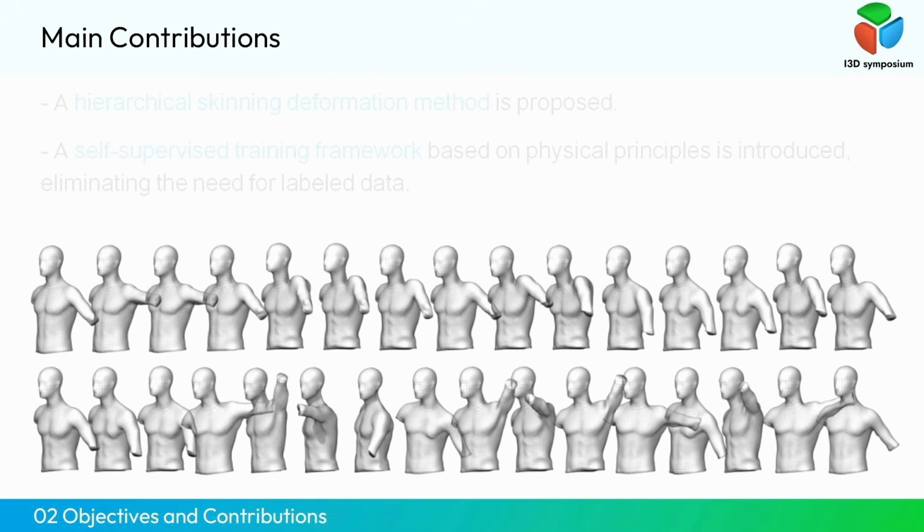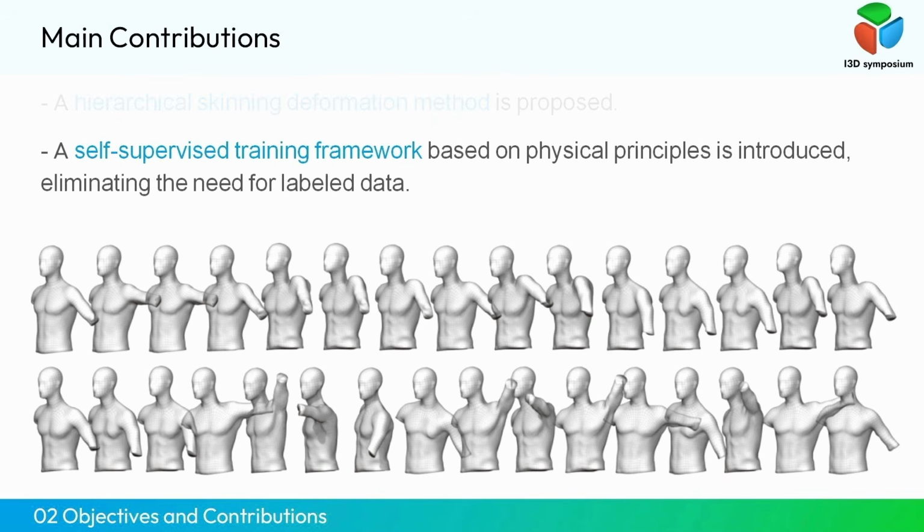Main contributions. A hierarchical skinning deformation method is proposed, which uses two neural emulators to simulate the dynamic responses of musculoskeletal and soft tissues separately, enhancing muscle bulging and contraction effects as well as secondary motions, and achieving efficient and high-fidelity deformation. A self-supervised training framework based on physical principles is proposed, which eliminates the need for labeled data and leverages physical prior knowledge to improve the model's generalization ability while maintaining high computational efficiency and generalizing to arbitrary mesh topologies.